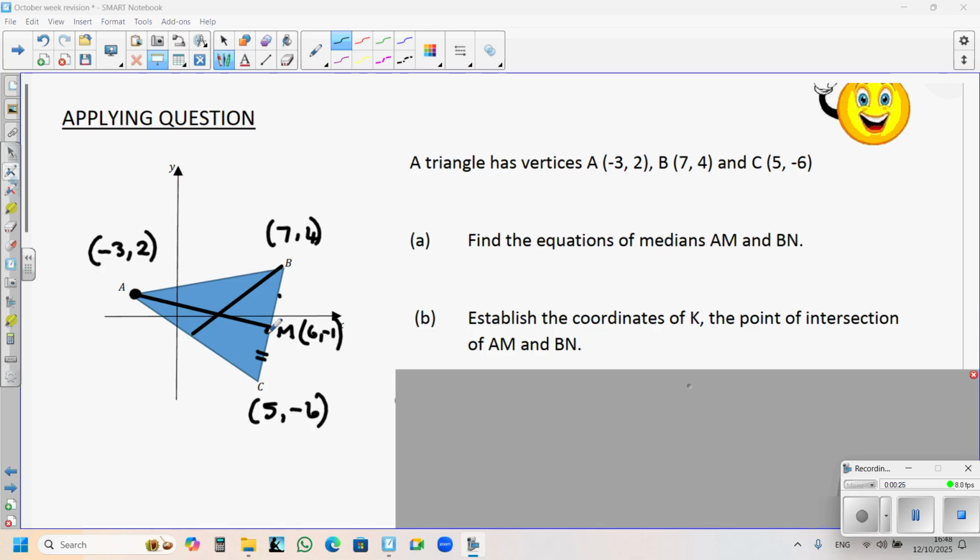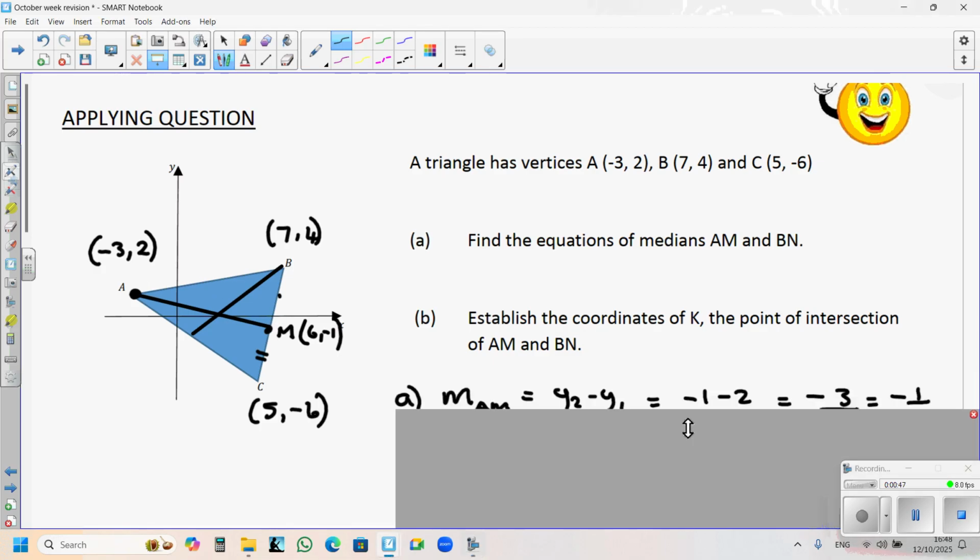Now, it meets in the middle, so to work out the coordinate of M, we add the two x's together, so 7 and 5 is 12, and then we half it to give us 6. We've got 6. -6 plus 4 is -2, half it to give us -1. So now I've got the coordinates of A and the coordinates of M. So it's really basically back to your National 5 straight line.